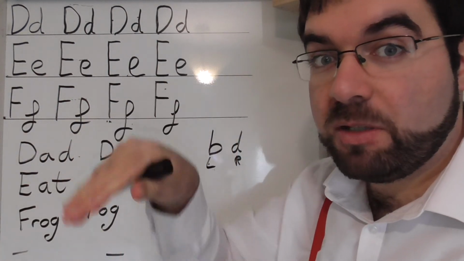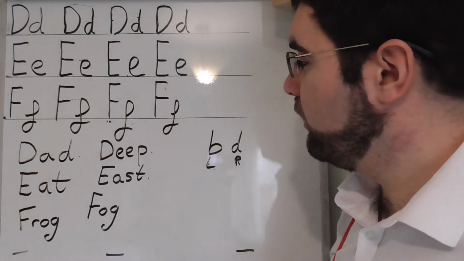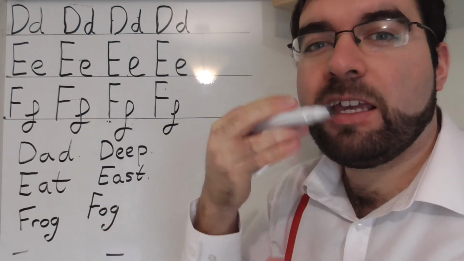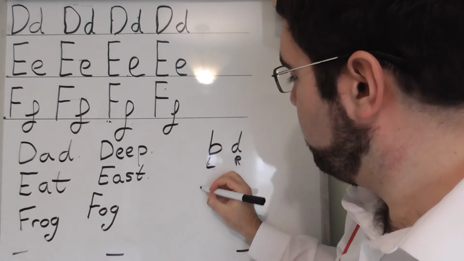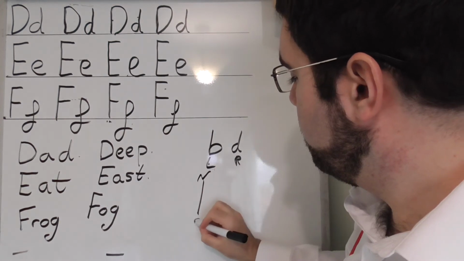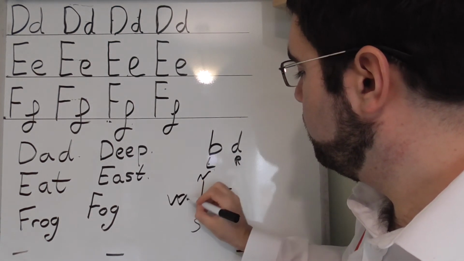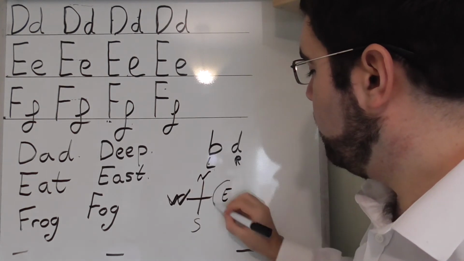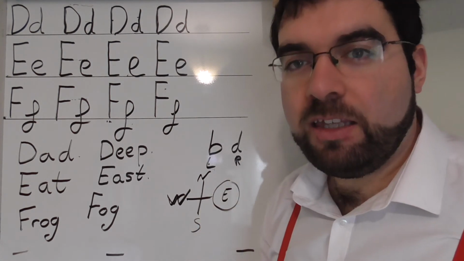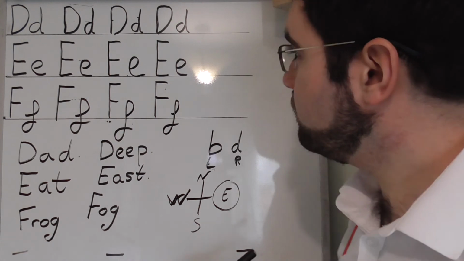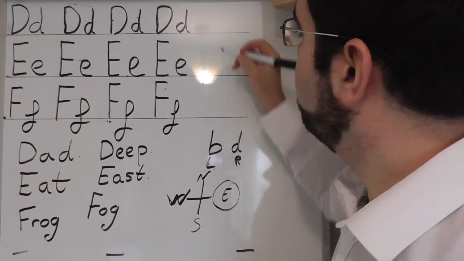And frog. Ribbit. Ribbit. And eat. Eat. And east. East. East. Very good. Let's do them once more.